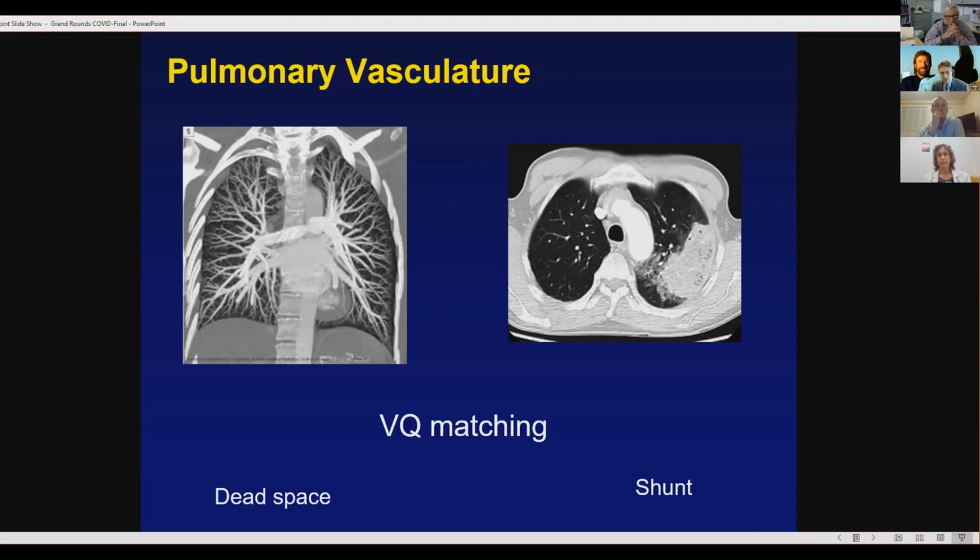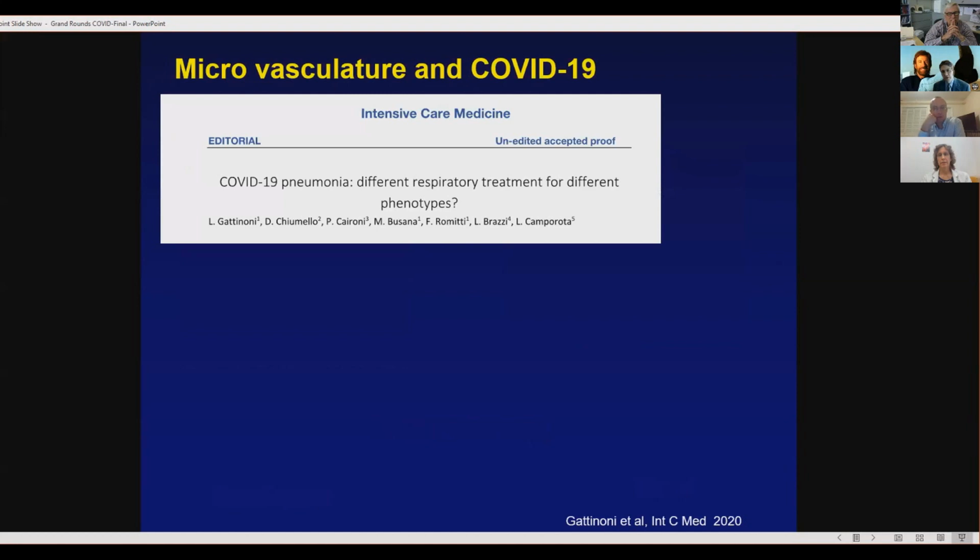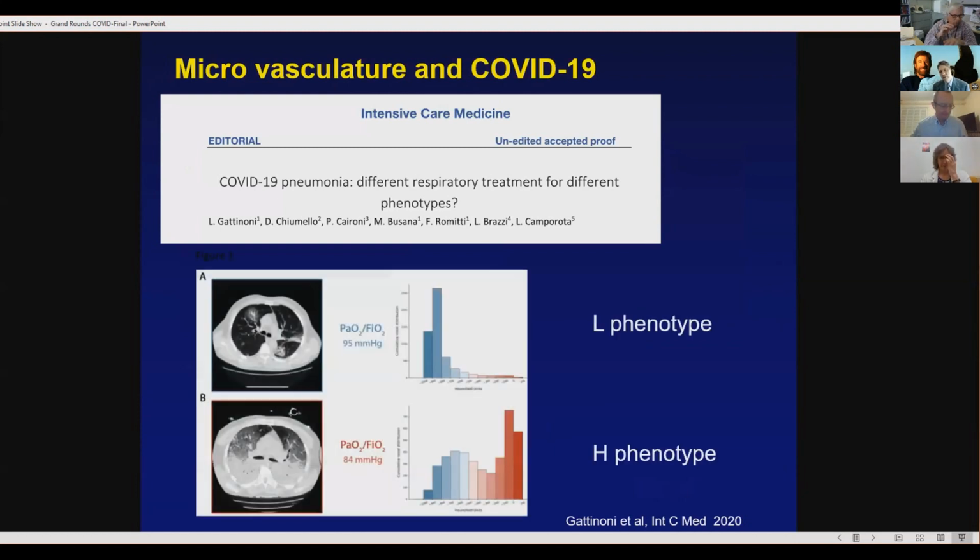And so the question then becomes, what is happening in COVID? We've already heard that this does happen in ARDS, but this was a myriad of reports, YouTube videos, emails flying around the world saying that, hey, COVID-19 is doing something different here. And this was published by Gattinoni. This was an unedited proof. He's published in a variety of formats talking about the same thing.